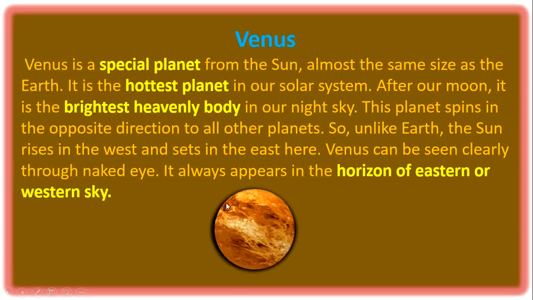Venus can be seen clearly with the naked eye. It always appears near the eastern or western horizon of the sky. Venus is a special planet: its size is the same as the Earth, it is the hottest planet, it is the brightest heavenly body in our night sky, and its direction of rotation is opposite to the other planets.